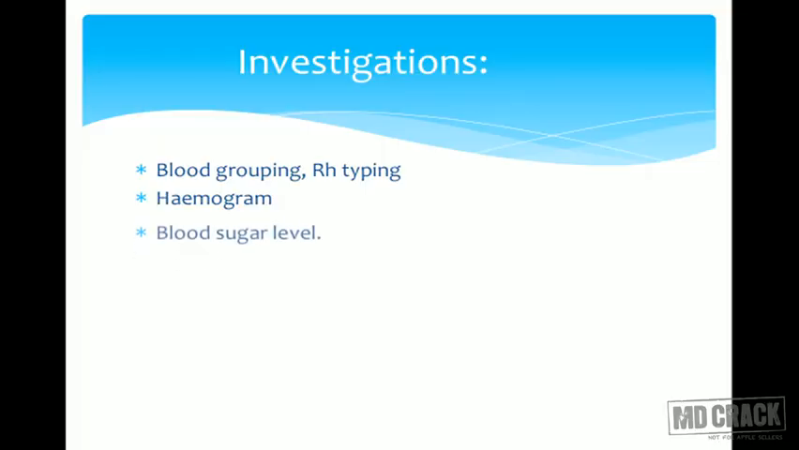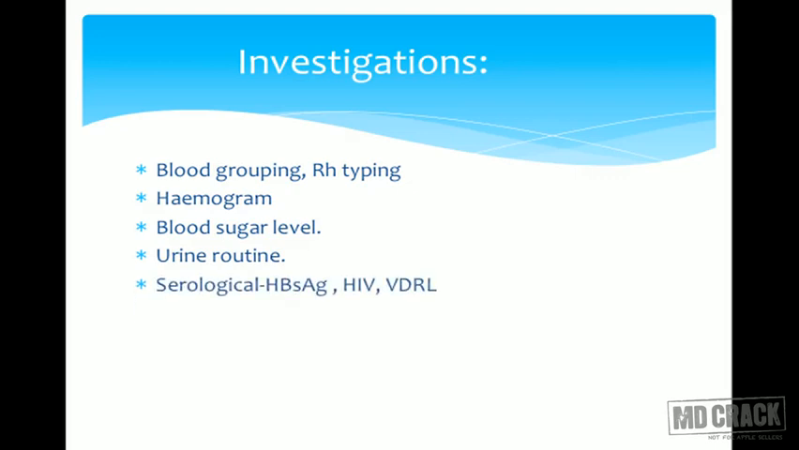Then hemogram, where we want to know her hemoglobin and whether there is any evidence of infection at present. Blood sugar levels to know whether she is diabetic, controlled, uncontrolled. Urine routine, again to see whether there is an infection. And other serological tests, HbSAg, VDRL and HIV. Because that patient may need surgical treatment. So for our staff, for ourselves, we have to know the status of the patient, whether she is HbSAg positive, HIV positive or VDRL positive.